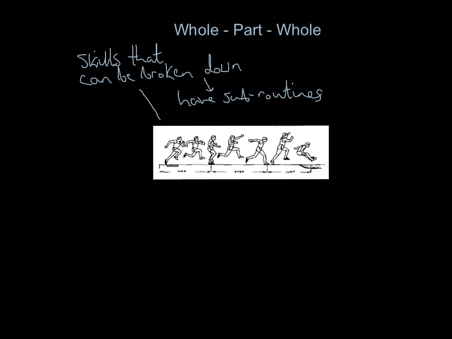Great for skills that can be broken down. Skills that have things called subroutines, i.e. lots of things going on that make up the full performance. So in a triple jump, you've got the run up, the take off, the hop, the step, the jump. There's lots of subroutines that make up a triple jump. So any skill that has subroutines that can be broken down is a great time to use the whole part whole method. As a result, it's generally done on more complex skills.